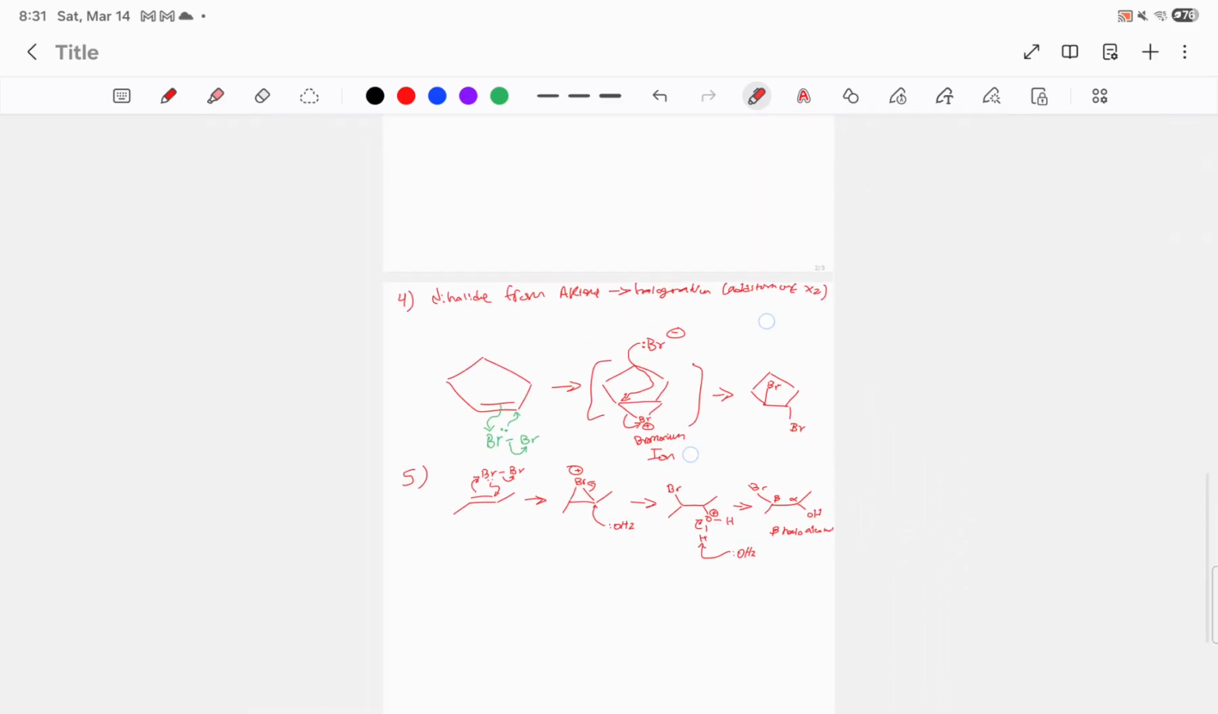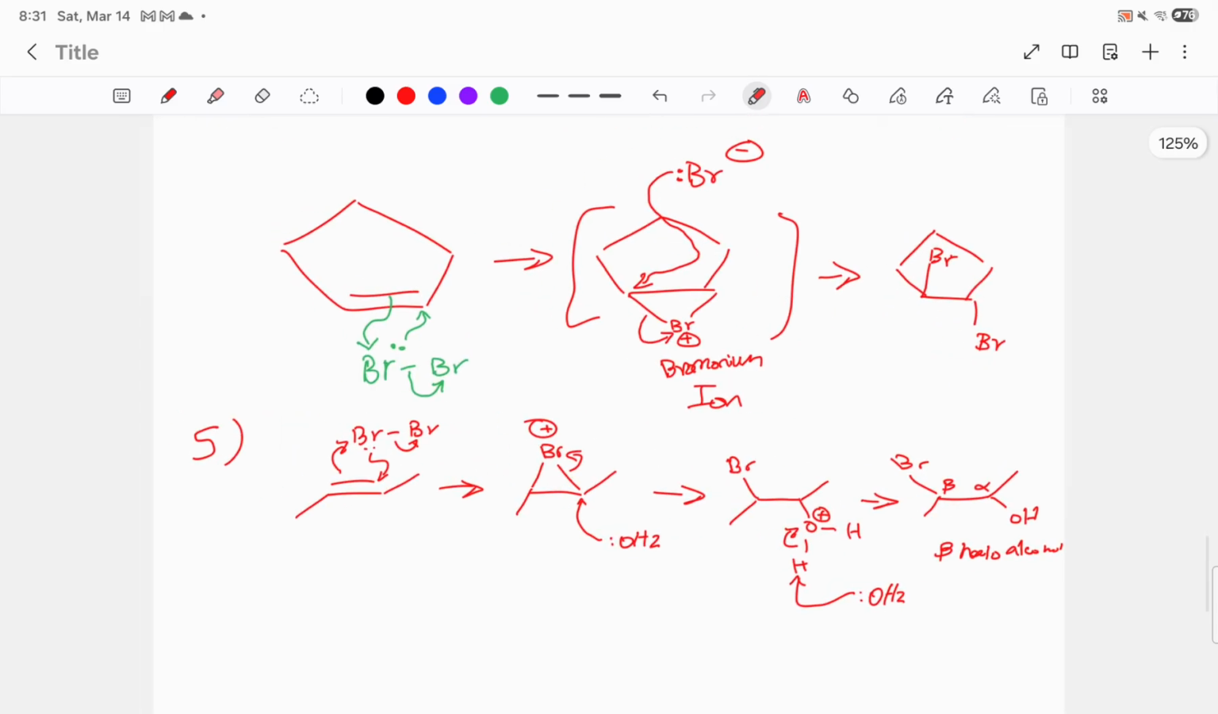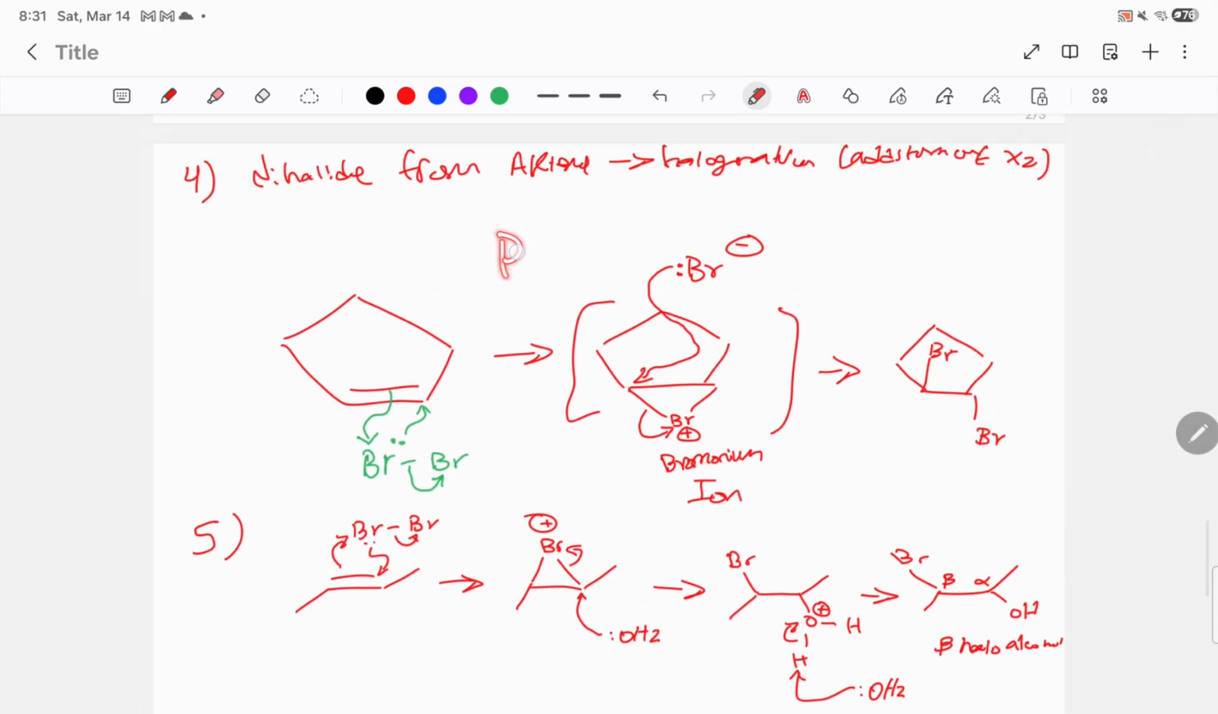And again, it is important for you to understand that we could use Br2 and water, or we could use NBS in aqueous DMSO. Aqueous just, again, refers to the fact that there's water involved. Okay.